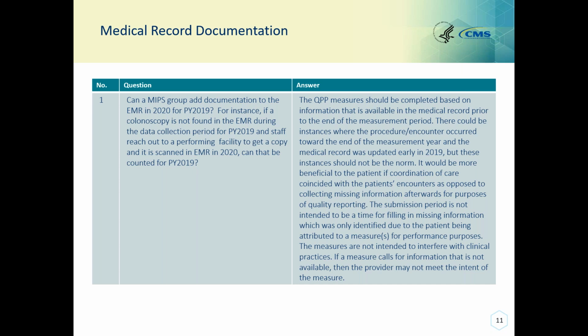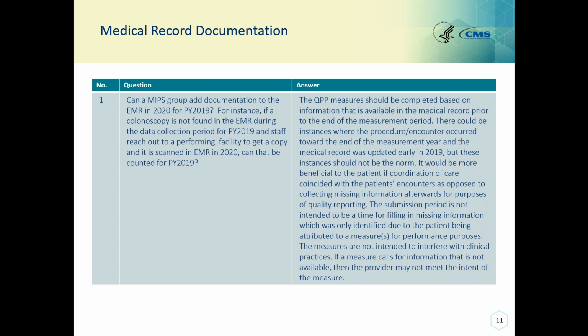The QPP measures should be completed based on information that is available in the medical record prior to the end of the measurement period. There could be instances where the procedure or encounter occurred at the end of the measurement year and the medical record was updated early in 2019. But these instances should not be the norm. It would be more beneficial to the patient if coordination of care coincided with the patient's encounters as opposed to collecting missing information afterwards for purposes of quality reporting.